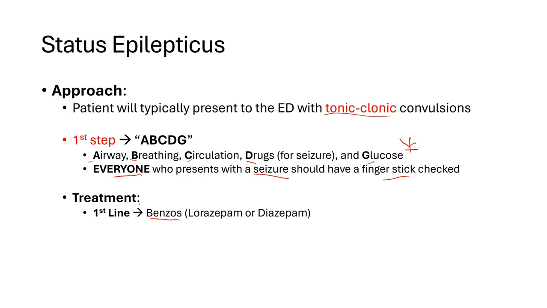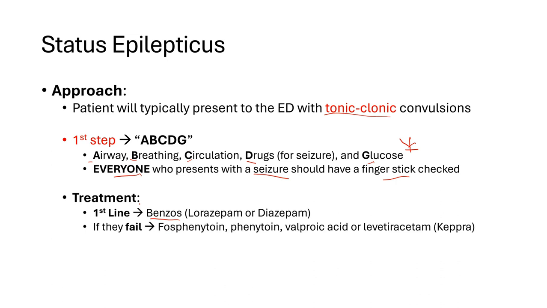And lorazepam is actually preferred over diazepam in the clinical setting because of its comparatively longer half-life. For the purposes of exams, you should not have to choose between the two of them. Now, if benzos do not work, the next line medication is going to be one of these four: phosphenytoin, phenytoin, valproate or valproic acid, or levetiracetam, also known as Keppra.